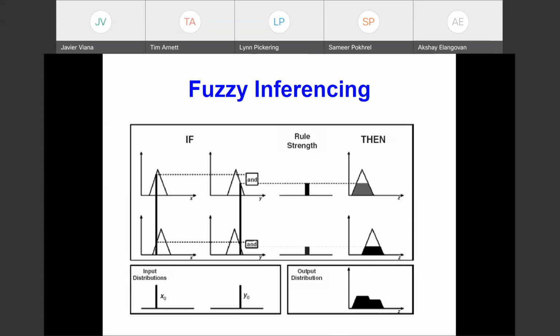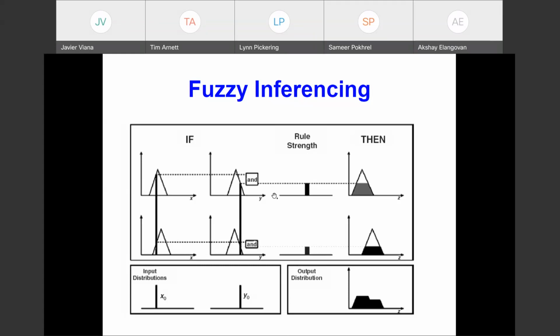So this is showing the entire process of the input values, the inferencing, and then the output values. So let's go through this step by step. We're getting input values for both X and Y. That's what these bars are. And we have input sets for X and Y. This is just showing one of the membership functions that is active in X, so one of the ones that this bar falls in. And this is showing one of the ones in Y.